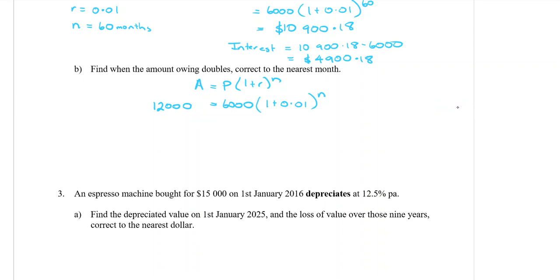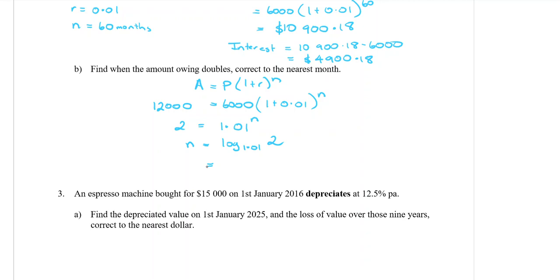All right, so the first thing I'm going to do is divide the 6,000 across, and that gives me the 2 that we just saw from the other model. So 2 equals 1.01 to the power of n. To solve that, I'm going to have to slide the base. n will be equal to log base 1.01 of 2. And then you'll type that in.